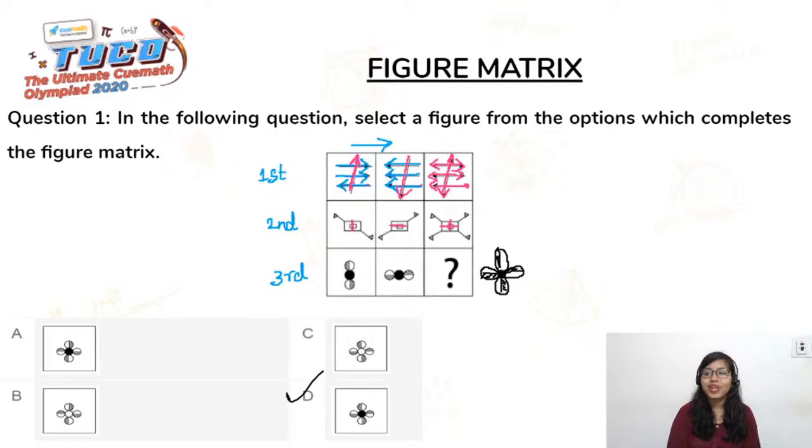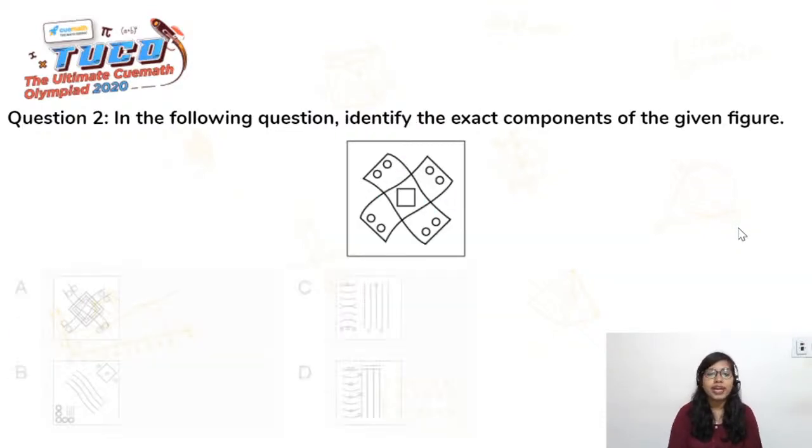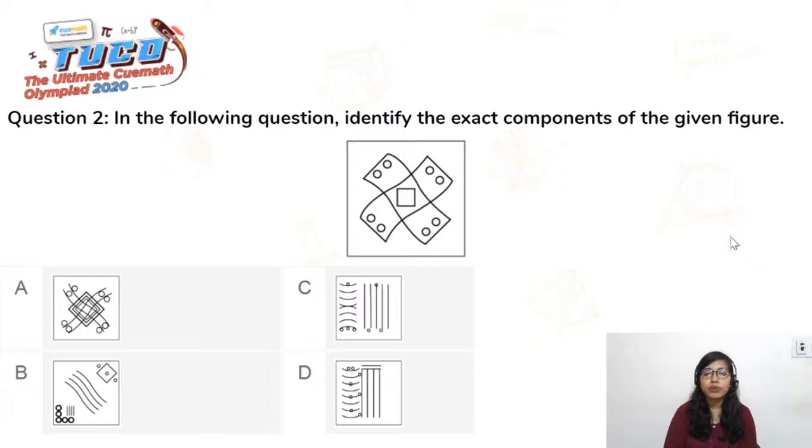Okay. All right. So I hope everybody understood this question. With this, let's quickly go ahead with our second question. In the following question, identify the exact components of the given figure. So as you all can see, in this we could first of all look into the options. The options are basically giving us the individual parts. So what we can do is we can count them as different parts.